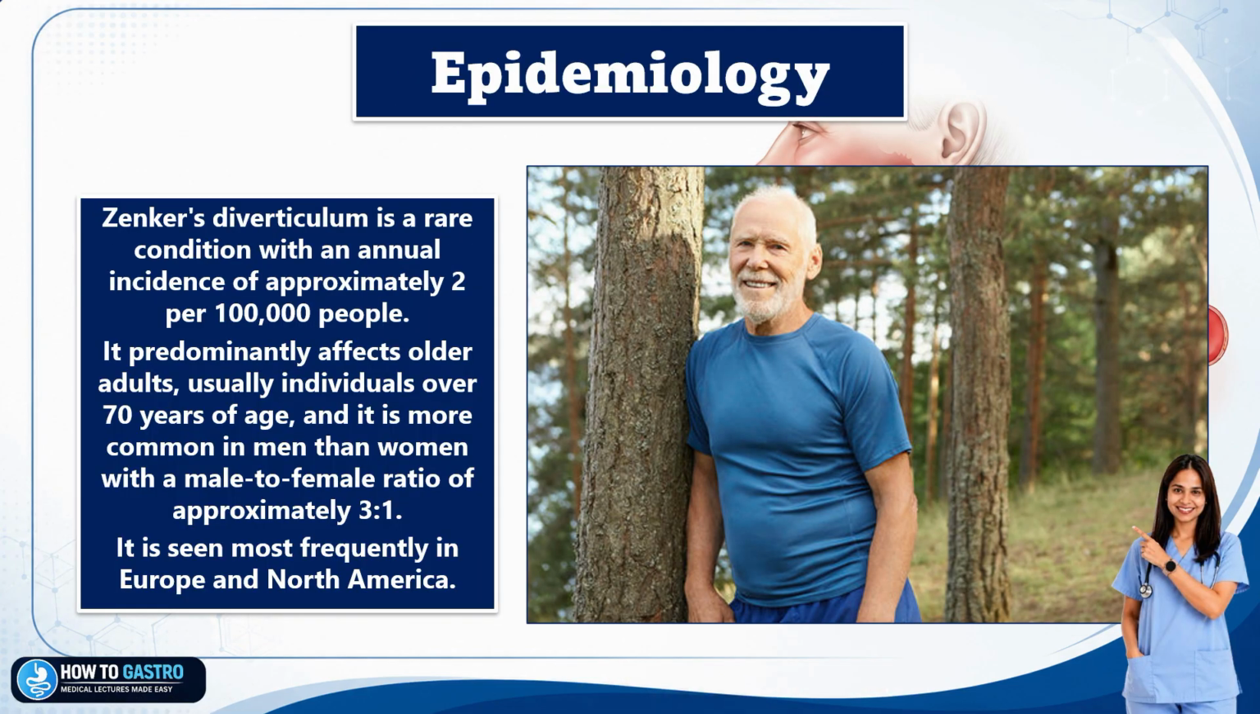Epidemiology. Zenker's diverticulum is a rare condition with an annual incidence of approximately 2 per 100,000 people. So it's quite a rare disease. It predominantly affects older adults, usually individuals over 70 years of age, and it is more common in men than in women, with a male to female ratio of approximately 3:1. The disease is most commonly found in males over the age of 70, and it is most frequently seen in parts of Europe and North America.